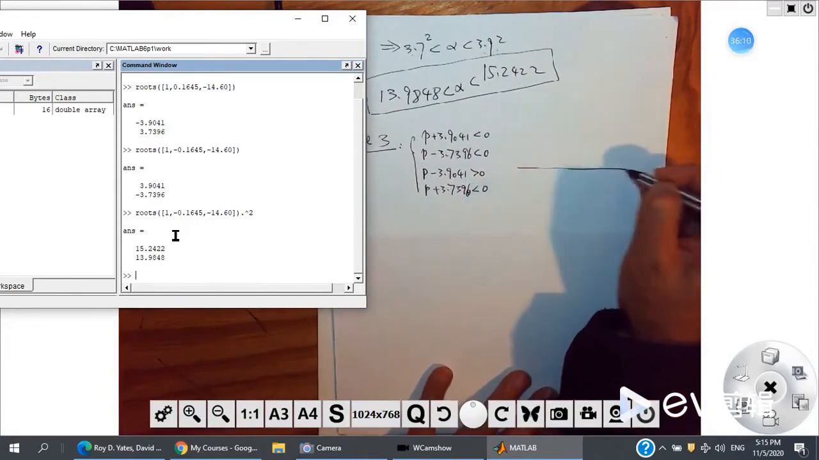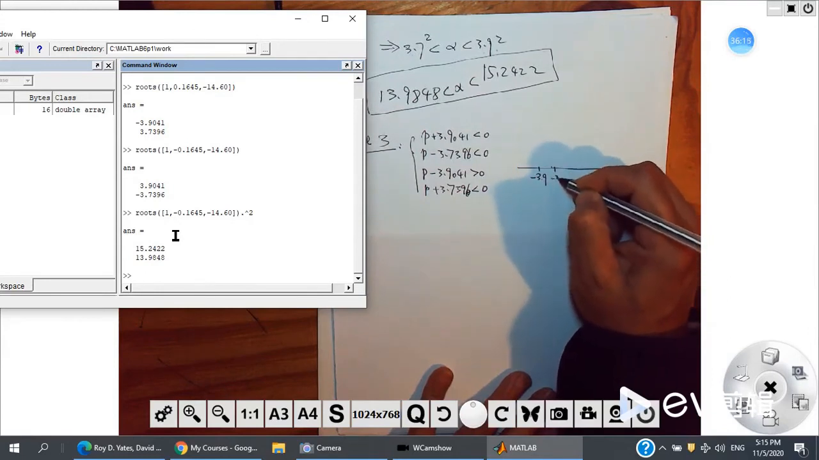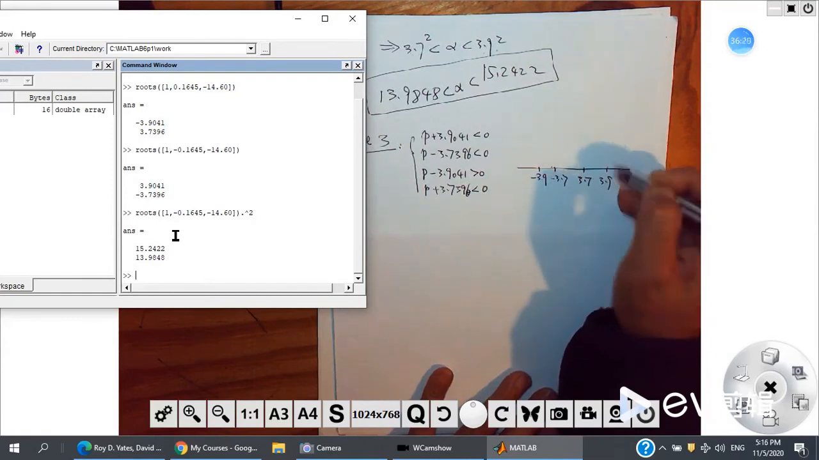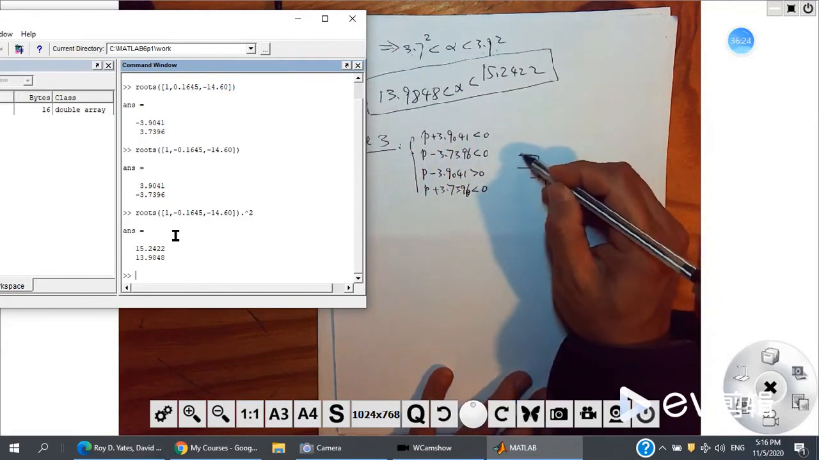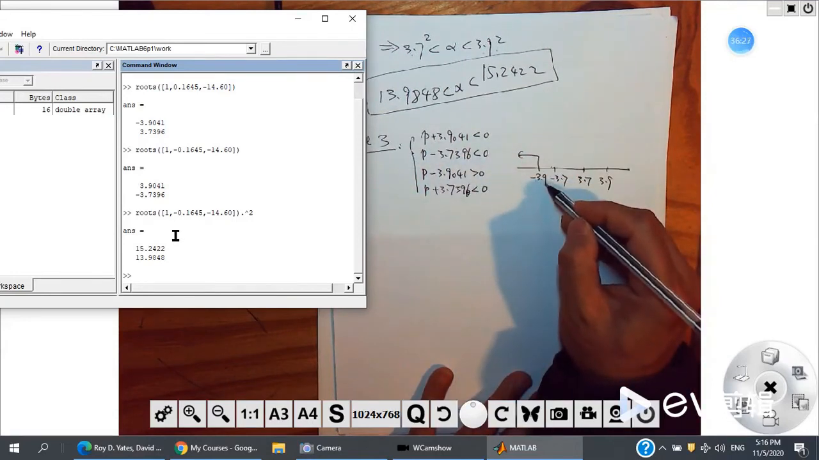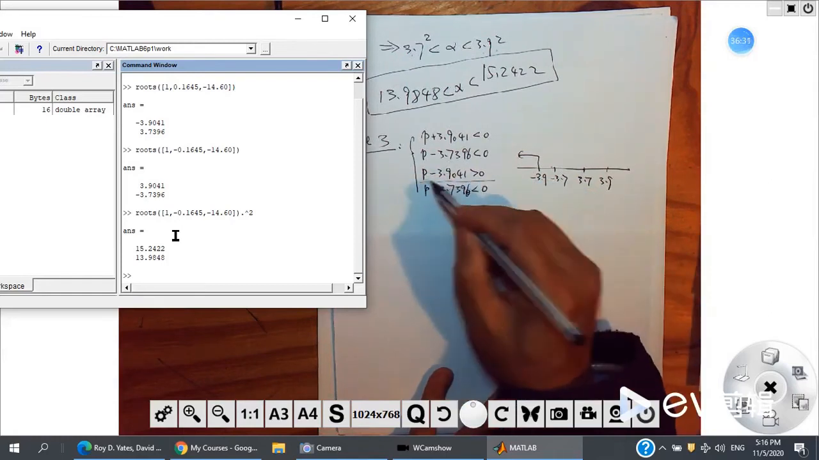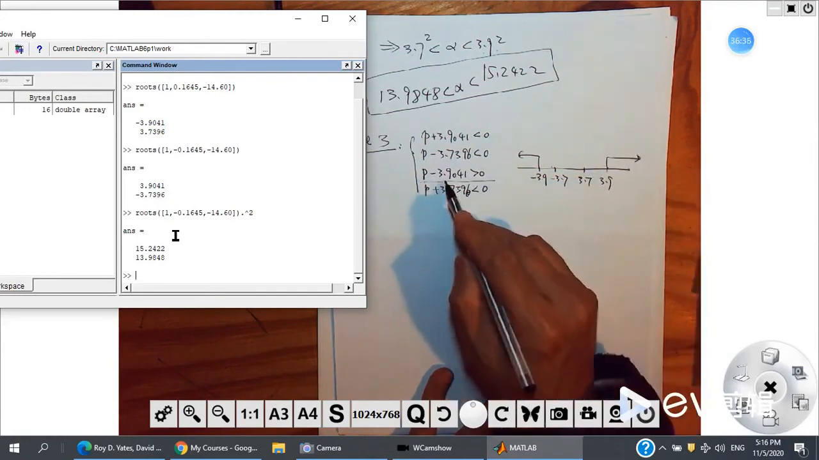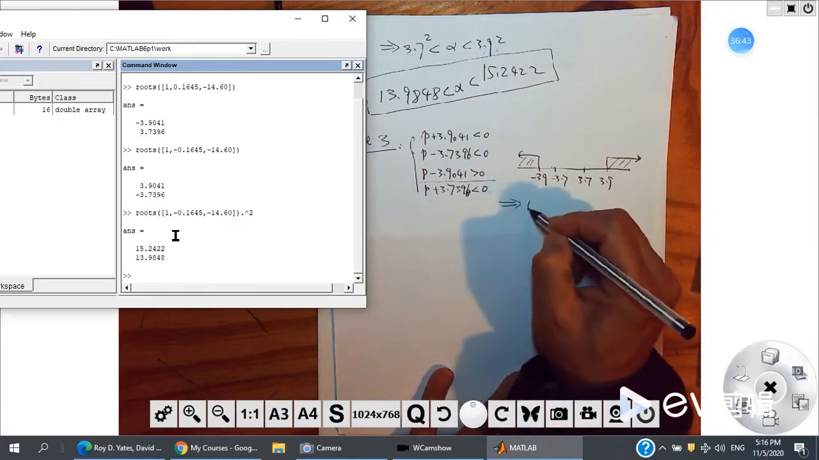I still use these three numbers. I need negative 3.9, negative 3.7, positive 3.7, positive 3.9. The first one is smaller than negative 3.7. Oh, this one is impossible, because we also have this one, P larger than these. These two cannot happen at the same time. So no solution.